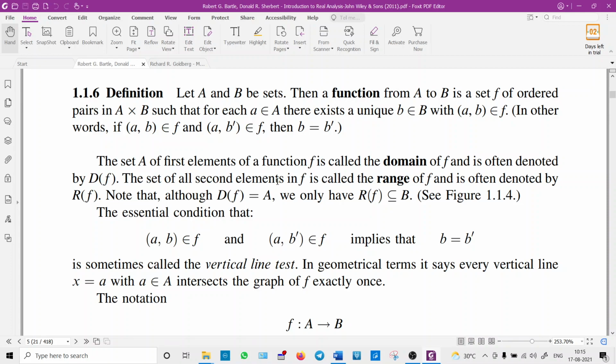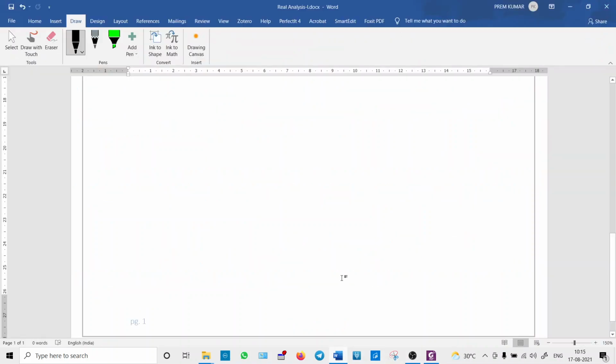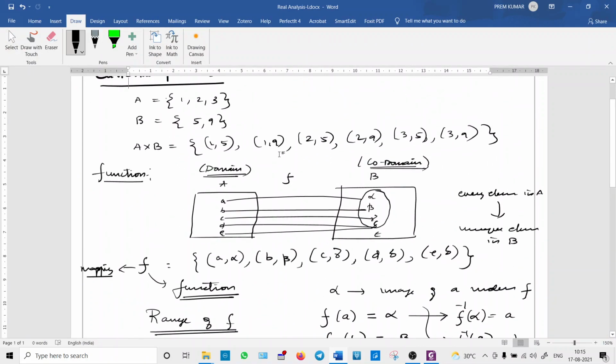Set of all second elements in F is called the range. In the ordered pair, all the second elements, you can collect them, and that is the range. That is what they have said.